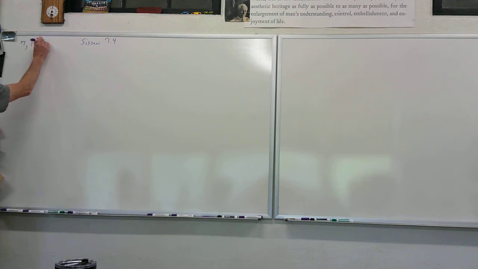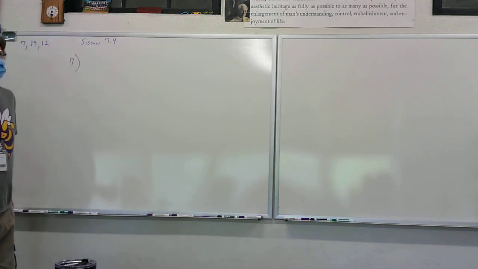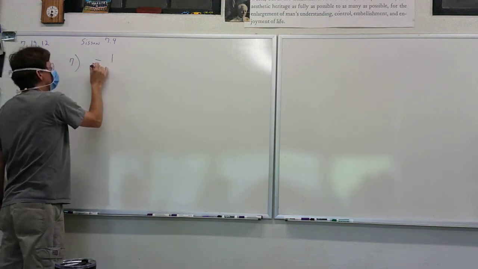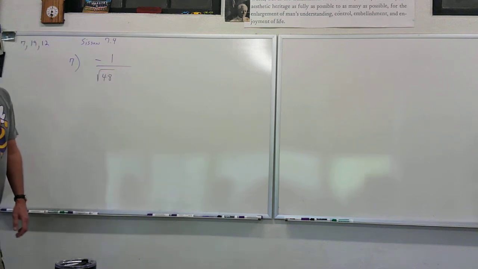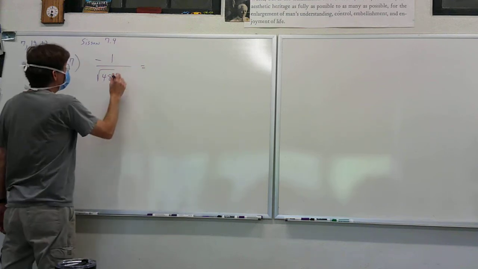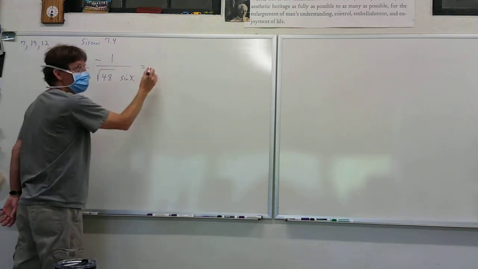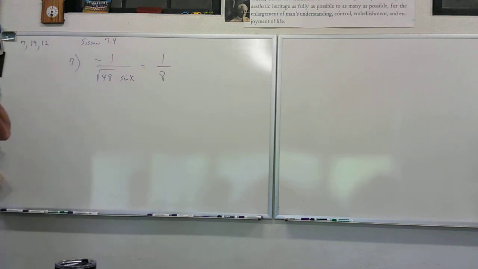Number 7, here we go. And this will be a review of everything we've been doing. So here is number 7. Negative 1 over the square root of 48 equals 1/8. All right. Sine x equals 1/8. Now, folks, I'm not sure about this. I think I'd take the reciprocal of both sides. A fraction equals a fraction, just take the reciprocal of both sides.